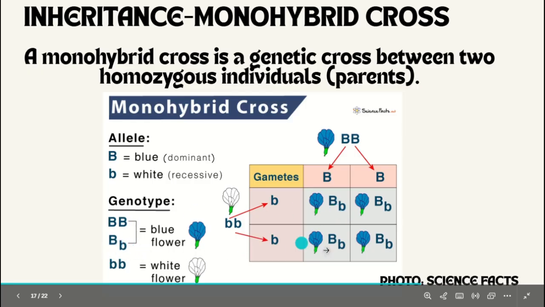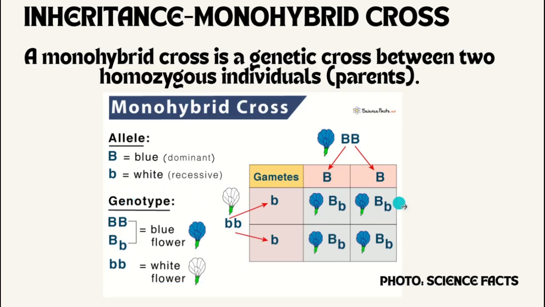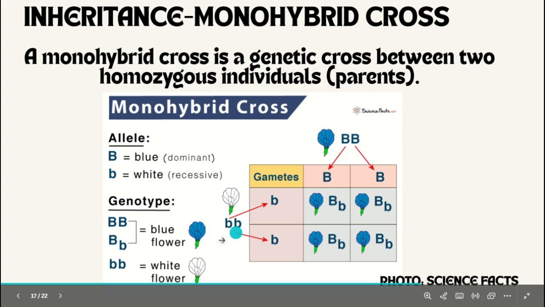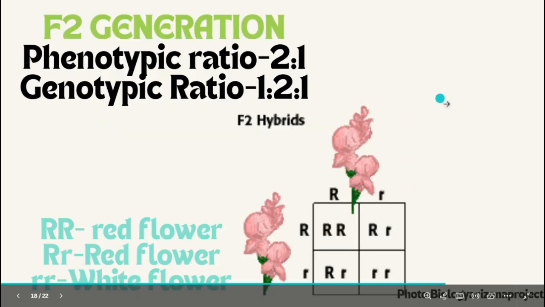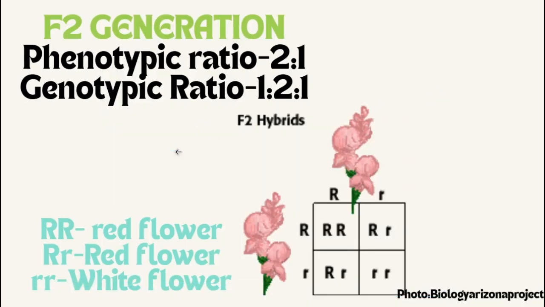As you can see, this is the genotype. All of these flowers have the trait for white flowers, but it's not expressed because the dominant one overpowers it. So I get 100% blue flowers. For the genotype you'll get 100% big B, little b, and for the phenotype, 100% blue flowers. Where things get more differentiated with our monohybrid crosses is when we go down to the F2 generation, which is basically the second generation.